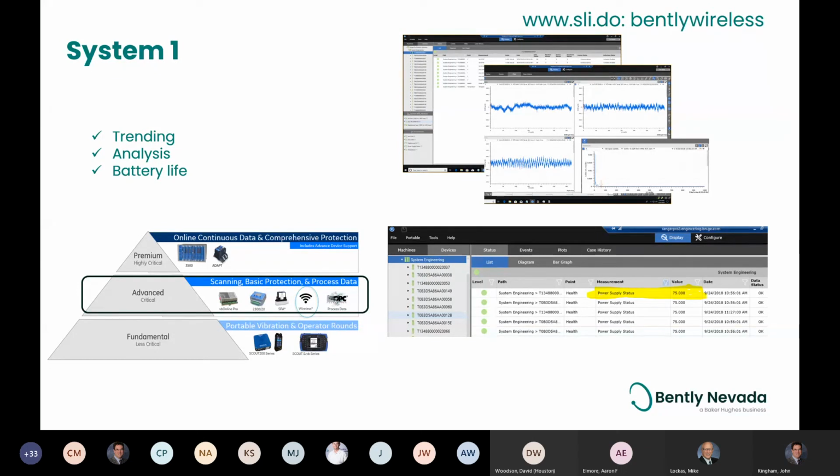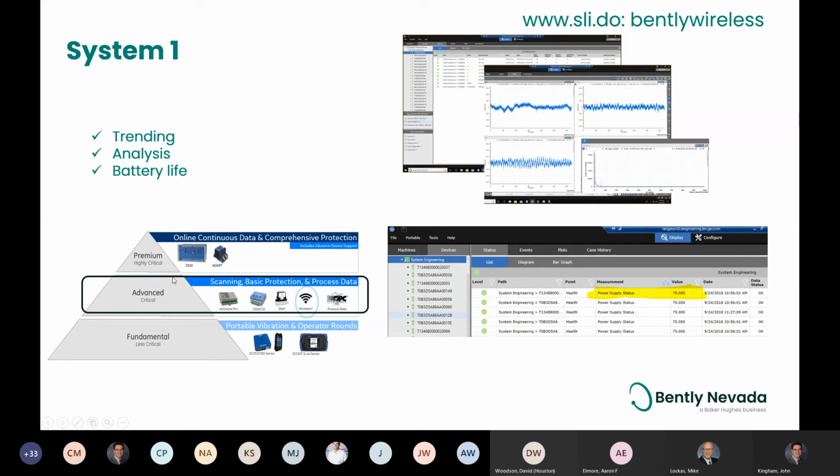I always think that it's a smart idea to set up an alert when your battery level goes to 25. So you'll see here's our power supply status of 75. That's a good battery. A brand new battery will give you a 75. If you were wired, it will give you 100. But that's an ISA 100 protocol. So you'll get a reading of either 75, 50, or 25.